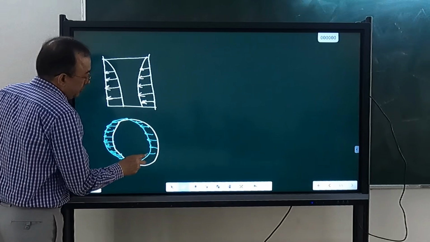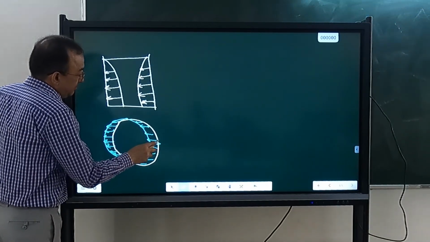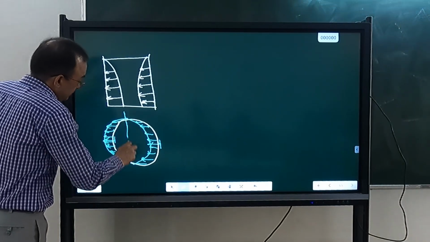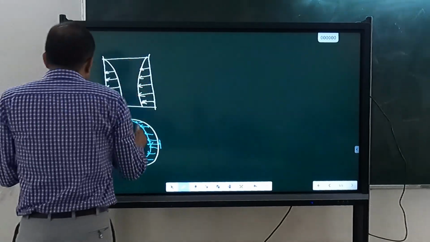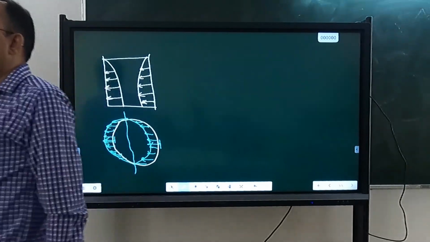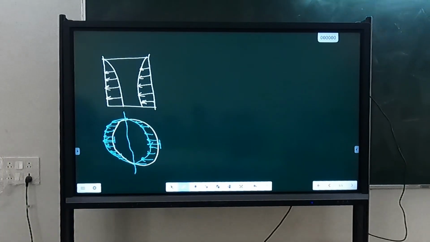And because it is circular, it cannot be constant. It will be maximum here and here, and it will reduce towards the center. So this is how it will be acting on a circular tank. Otherwise, how is this type of variation possible? There is no other possibility. It has to be suction here, pressure here. So how else can it vary? It has to gradually change from pressure to suction. It will gradually reduce and then go in the other direction.